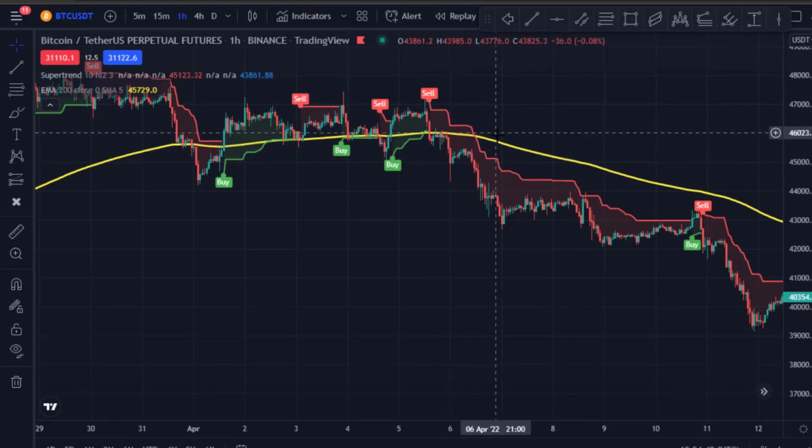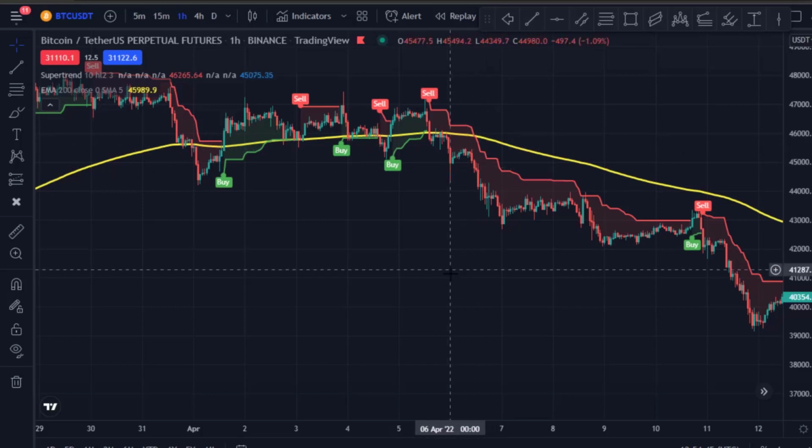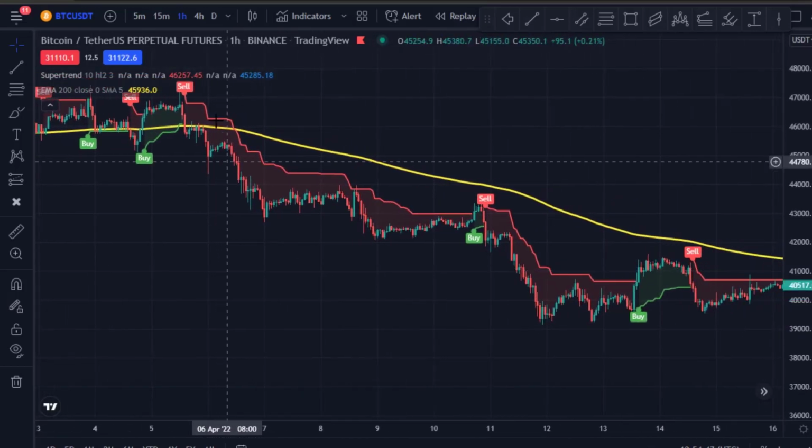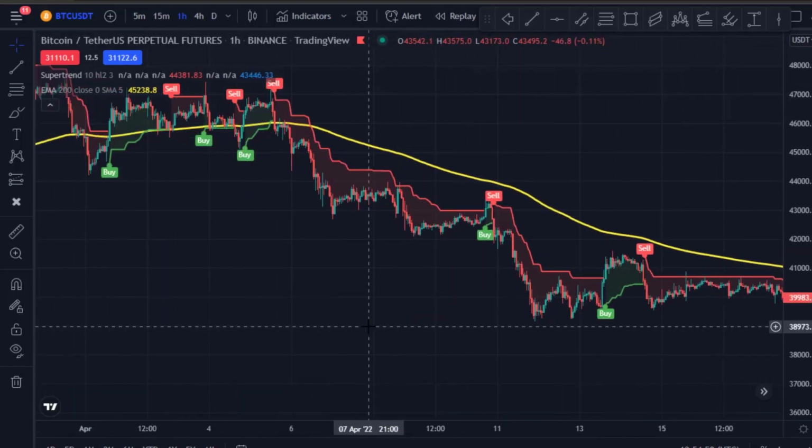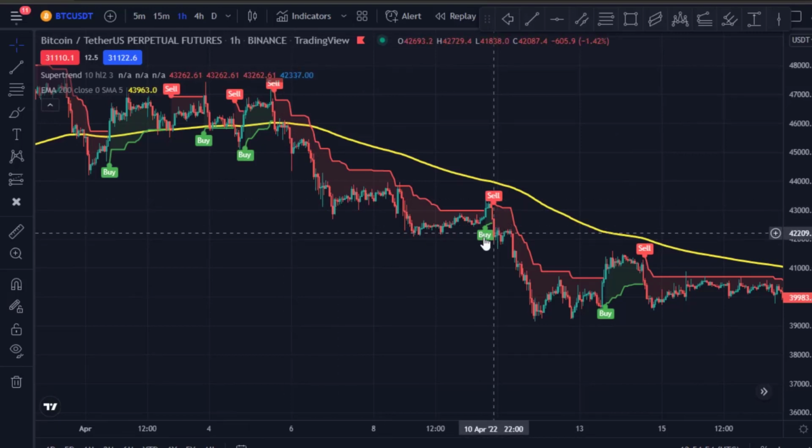Now once the price is below the 200 EMA line, while the Supertrend is colored red, that is where you want to take a sell position. Next, you can see the Supertrend turns green, so this is where you want to close your position.